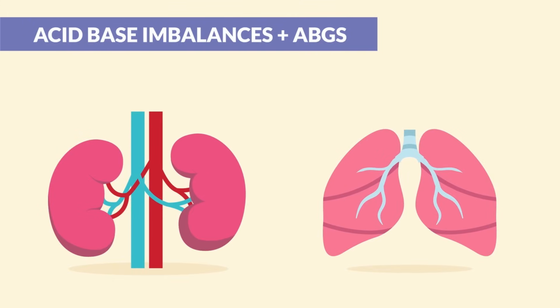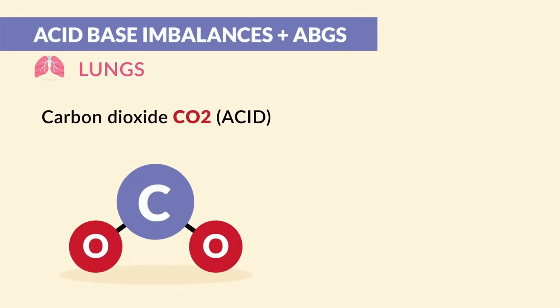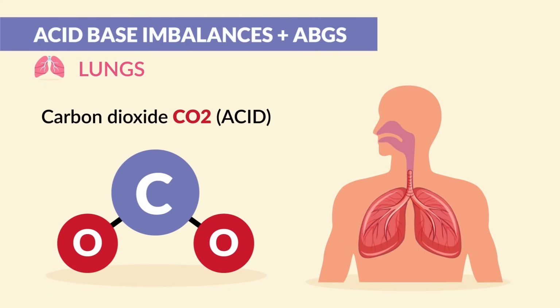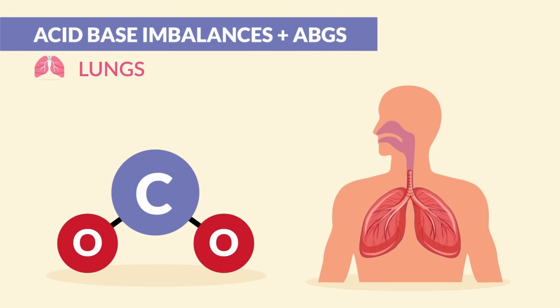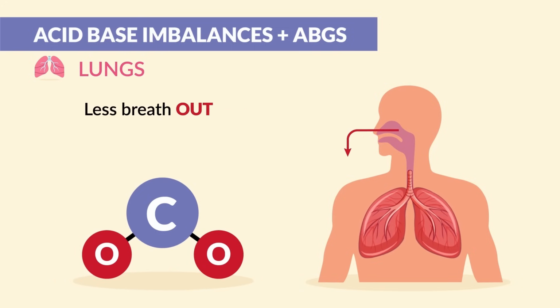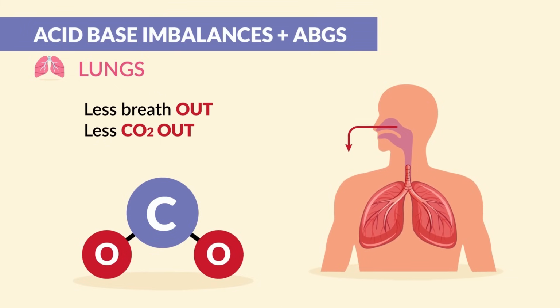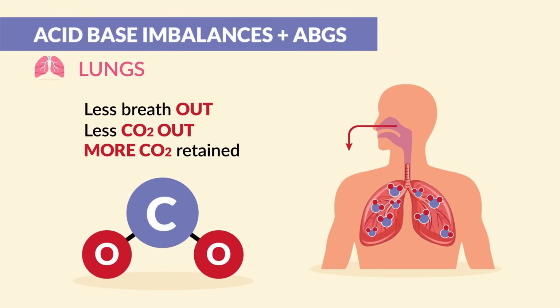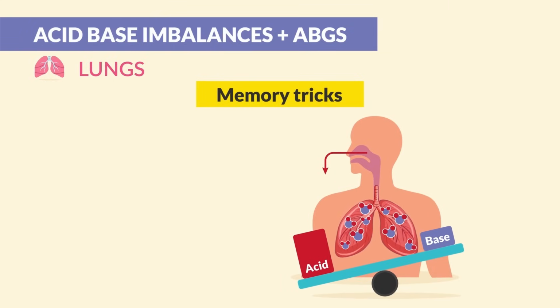Now, the main organs that control these are the lungs and the kidneys. So the lungs control carbon dioxide, that CO2. We breathe in oxygen and breathe out that CO2. Normal gas exchange, right? So just like you heard, the main way to get CO2 out of the body is by exhaling. So the less you breathe out, well, the less CO2 comes out. And so more CO2 is retained in the body, which makes the body more acidic. So remember, more carbon dioxide means more carbon diacid, a very acidotic body.